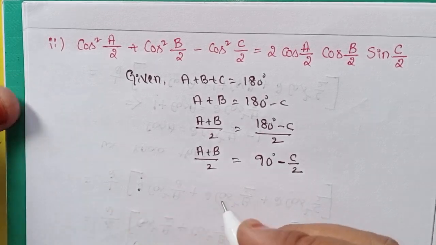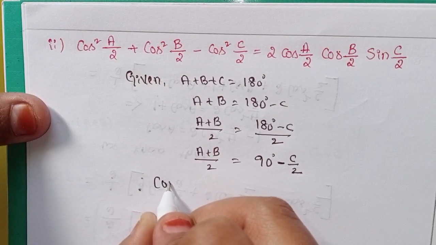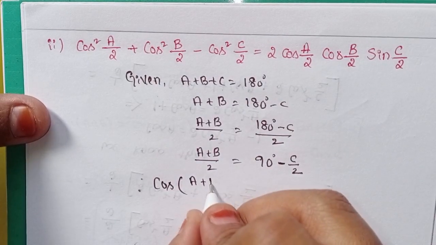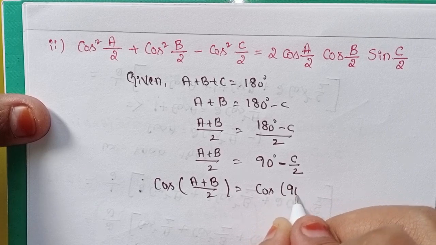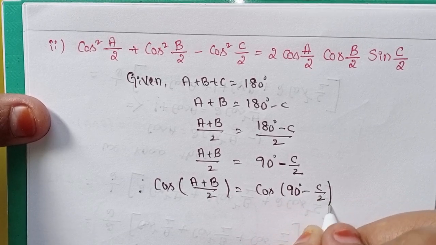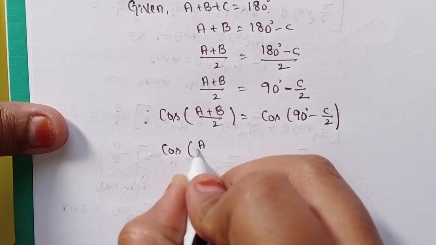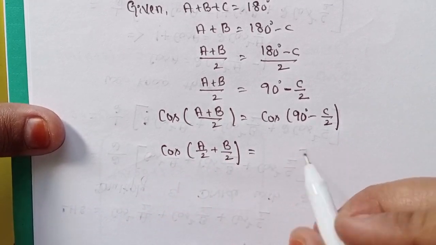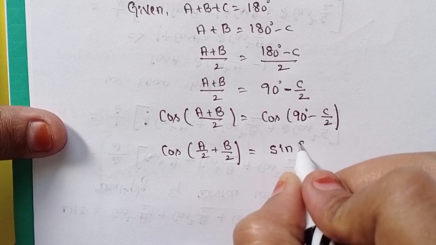Okay, next, apply cos on both sides. Here cos only is there, na? So that's why equal to cos of 90 degree minus c by 2. Can I write this one cos of a by 2 plus b by 2, na? Okay, cos of 90 minus theta is sin theta.